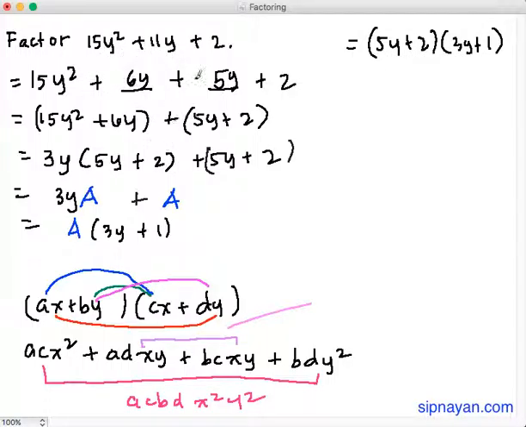We did not struggle with trial and error or guess and check. If you check again, 5y times 3y is 15y squared. The outer term is 5y times 1, which is 5y, and the inner term is 2 times 3y, which is 6y. 6y plus 5y equals 11y. And the last term is 2. Okay? So that's one example of factoring quadratic trinomials.